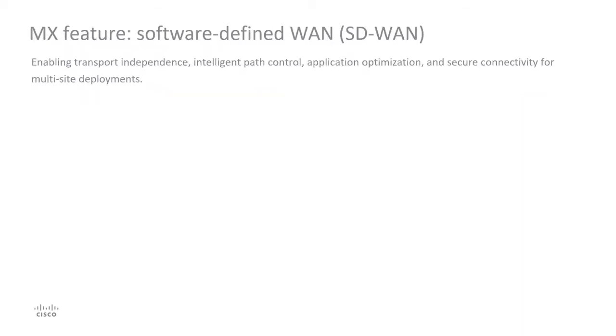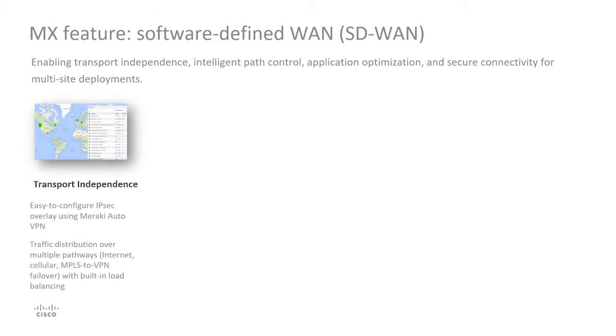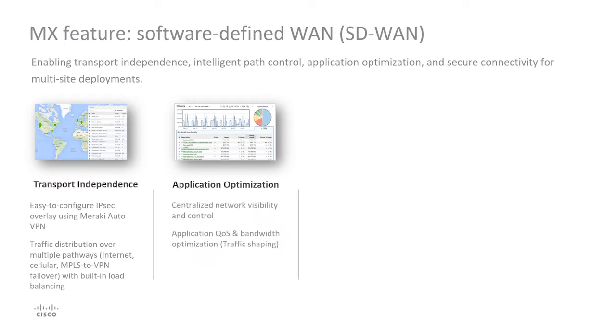How is the Meraki software-defined WAN implemented? SD-WAN completely abstracts the transport away from the service, giving complete transport independence. We do this by using the Auto VPN functionality. As long as there is IP reachability, Auto VPN will build the IPsec overlay tunnels. Application optimization. As with all Meraki devices, application visibility is built right in.